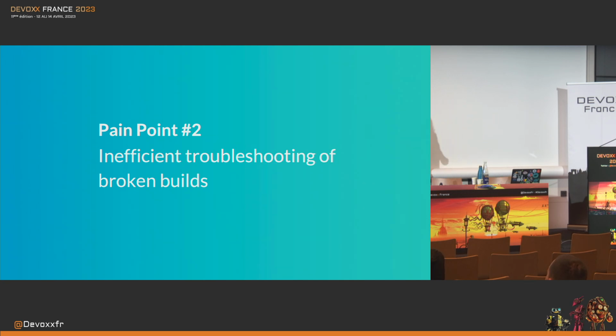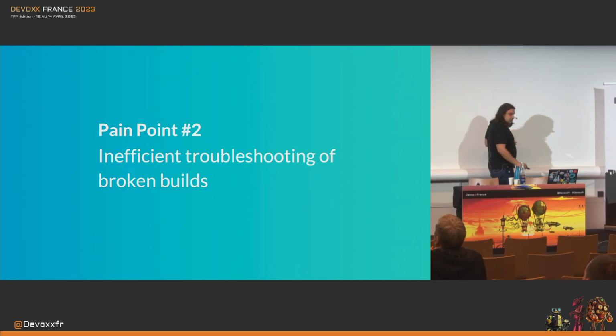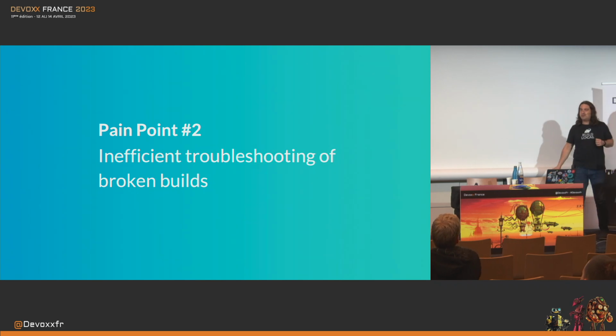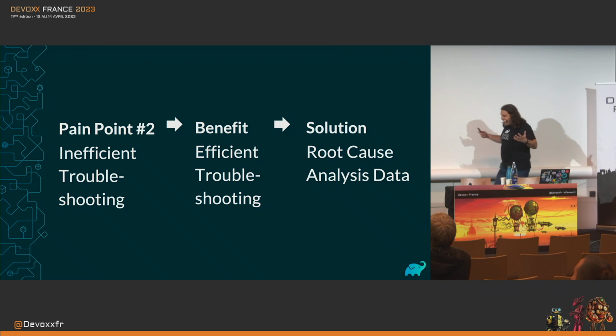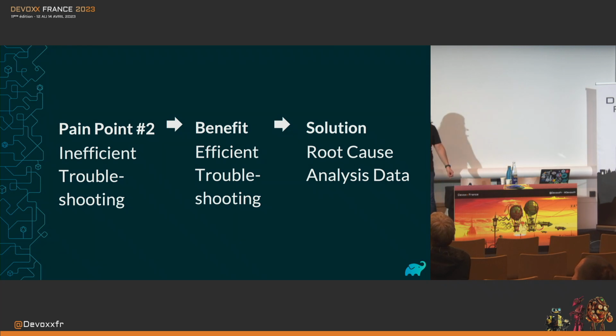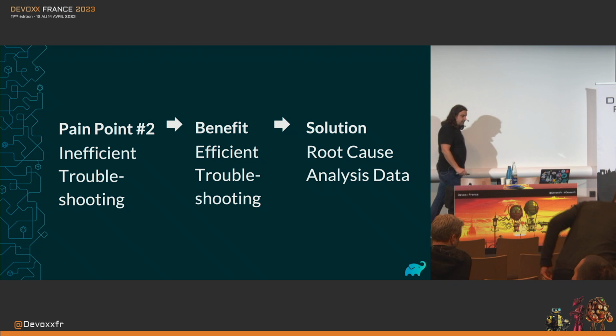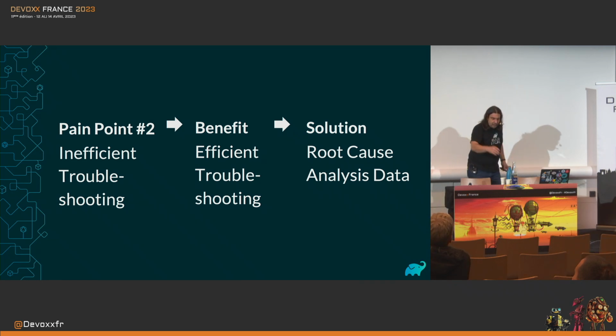For now, we're going to talk about inefficient troubleshooting of broken builds, pain point number 2. So what do we have? Inefficient troubleshooting. Why? Because when we go to troubleshoot builds, we often start with a game of 20 questions, where it's like, okay, do I need to talk to the build engineer? Do I need to look in my own environment?